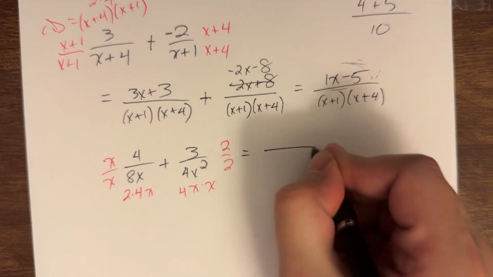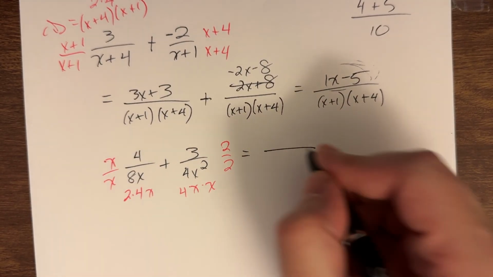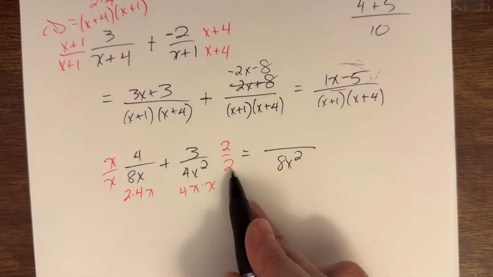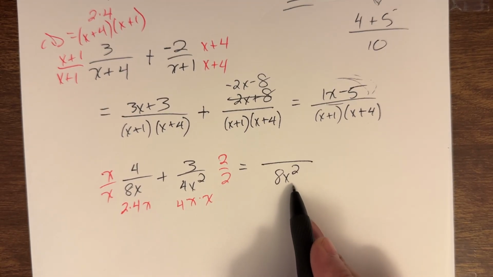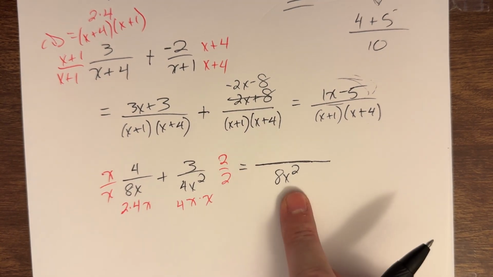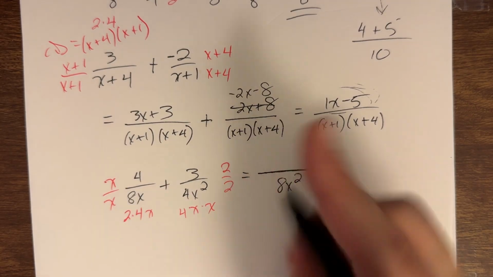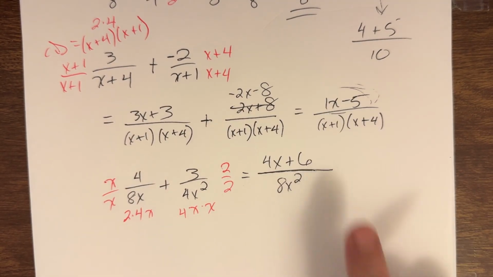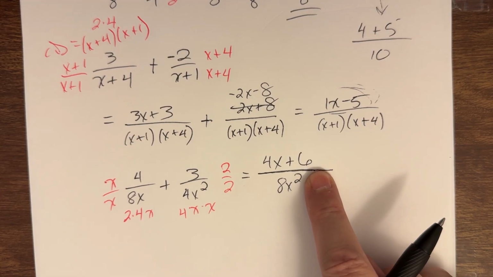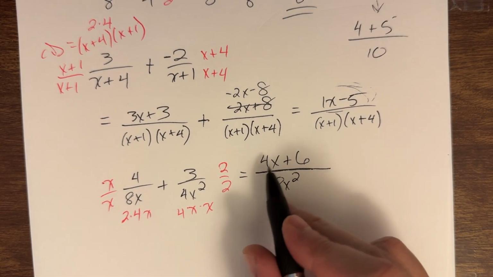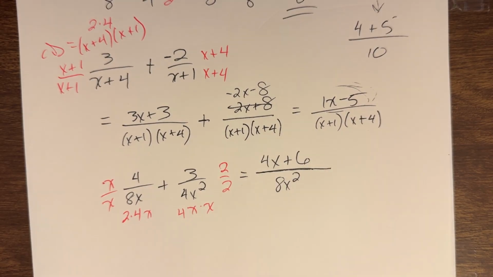I've got the 8x times x is an 8x squared. 4x squared times 2 is an 8x squared. I'm just going to make one denominator now because I see it's the same. And then on top, well, I've got a 4x here, and I've got a plus 6 here. What can I do? Well, there's no like term, so that part is done.